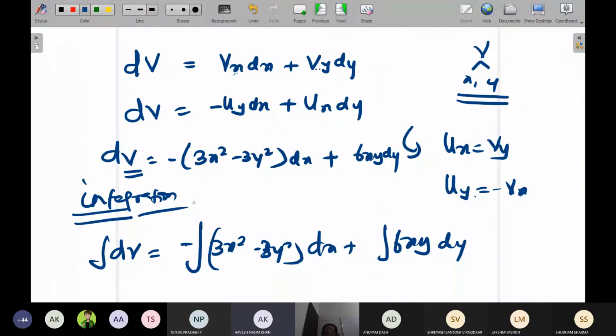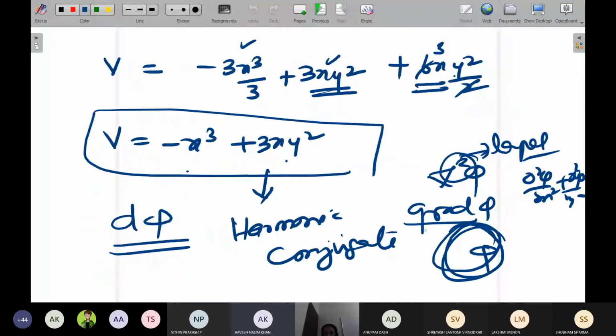Actually, del is nothing but your gradient. Gradient is what? Is it a scalar or a vector quantity? The gradient will be a vector quantity. Grad pi, del pi is a vector quantity. Grad is a vector, curl is a vector. This one is a scalar quantity, right? What is actually happening? You're just increasing the scalar there. 6xy square, nothing else.